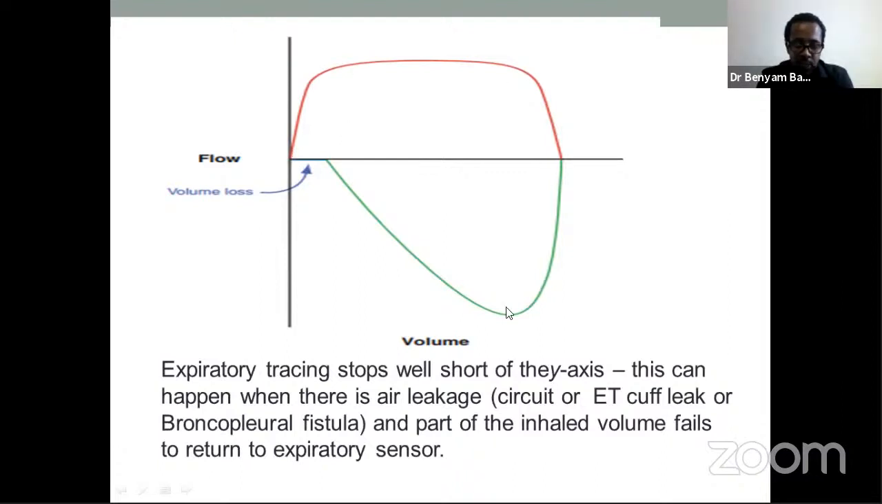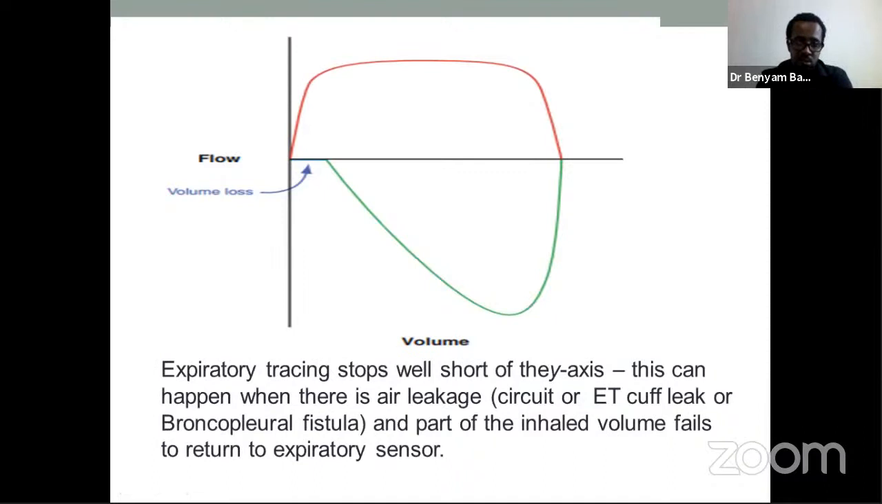On expiration, the graph is not returning to zero, or it's not the same tidal volume that is going out. So there is a volume loss, or the graph will be joining the x-axis prior to zero, before reaching zero. This will imply there is a volume loss. So you'll be able to see if there is any leakage. Probably this could be a leakage or fistula, or an ETT cuff leak.